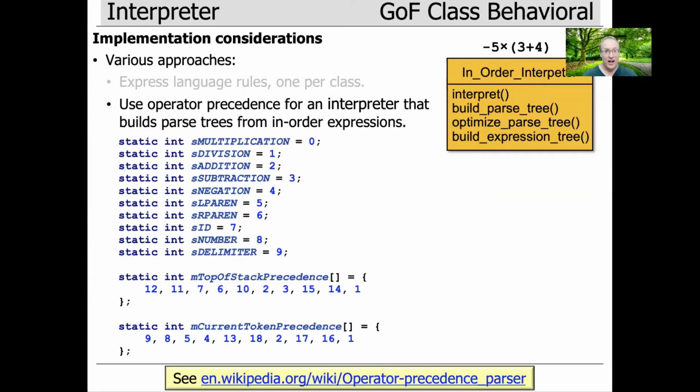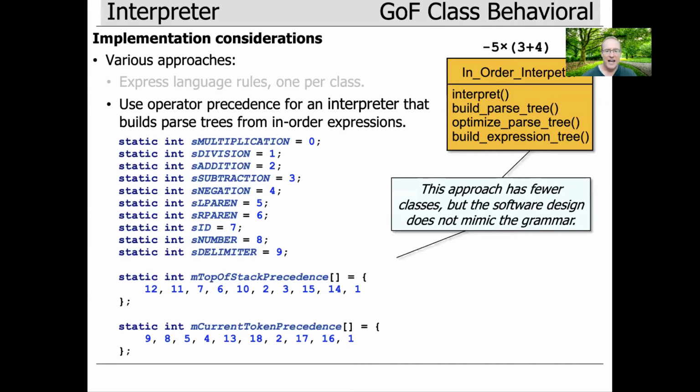Another approach, which I also have implementations for, is to apply something called operator precedence parsing. And in this particular case, rather than having to write all these different classes, you instead build an operator precedence parser. And this is particularly useful if you're trying to do things like build a parse tree from in-order expressions, which are a lot more complicated to parse and process than the post-order expressions that we did with our post-order interpreter. So you could read about operator precedence parsing at the link down below here. And this particular approach has the benefit that there are fewer classes involved, but the software design doesn't mimic the grammar in quite an obvious way.